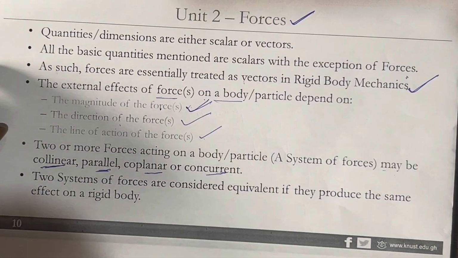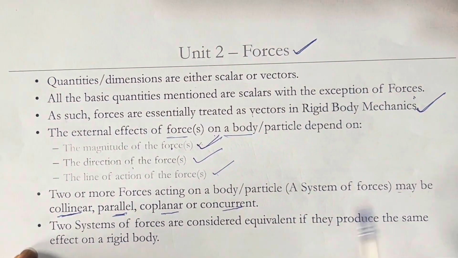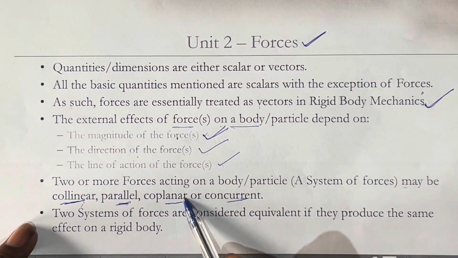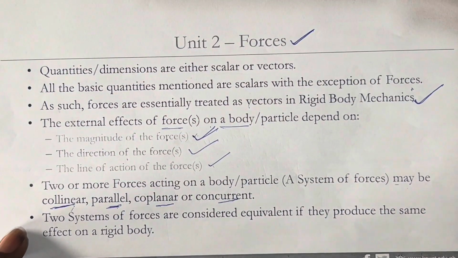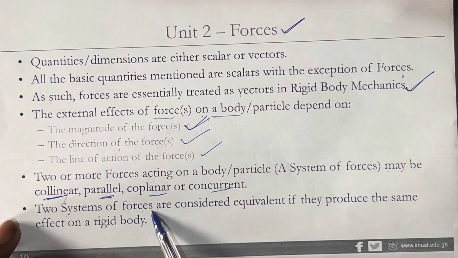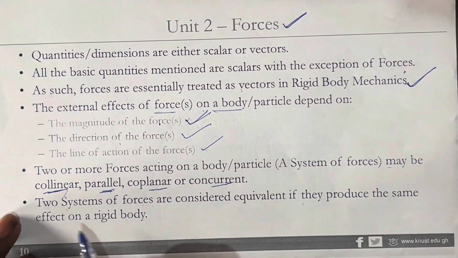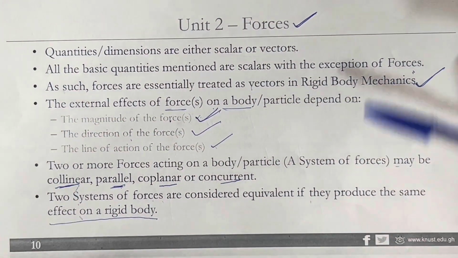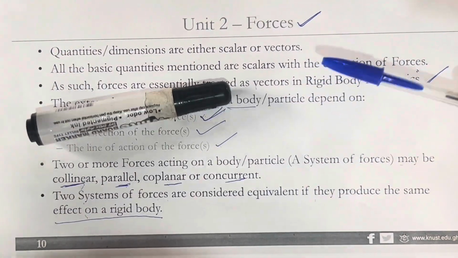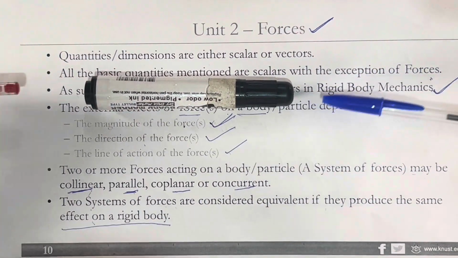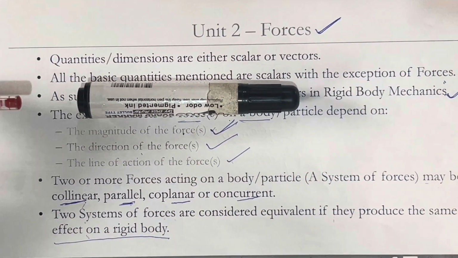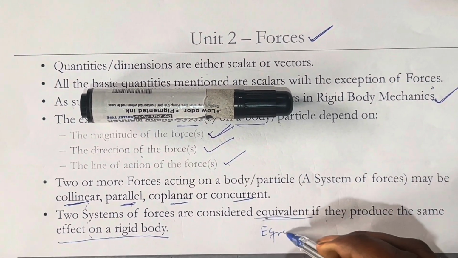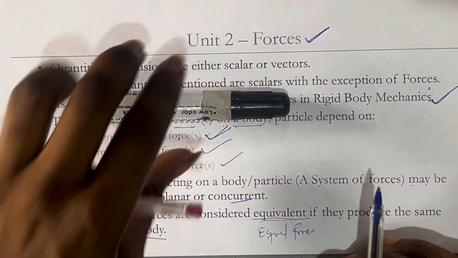So anytime you have a system of forces, that system may be collinear forces, parallel forces, coplanar forces, or concurrent forces. Two systems of forces are considered equivalent if they produce the same effect on a rigid body. So if two forces are acting on a rigid body and producing a similar effect, then we say the forces are equivalent.